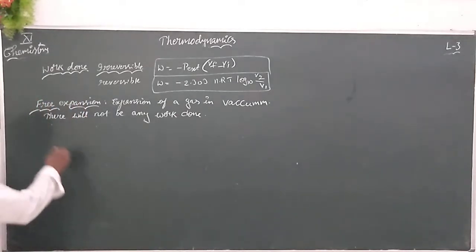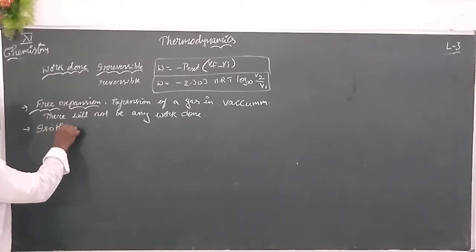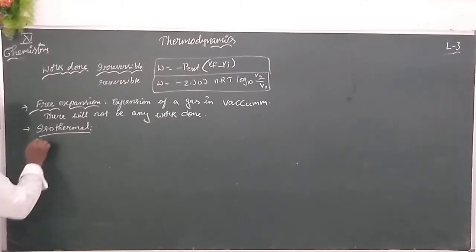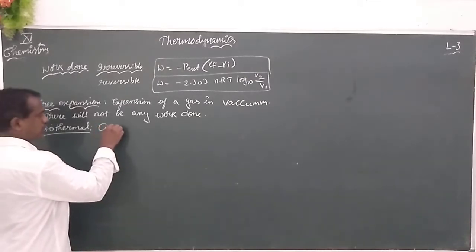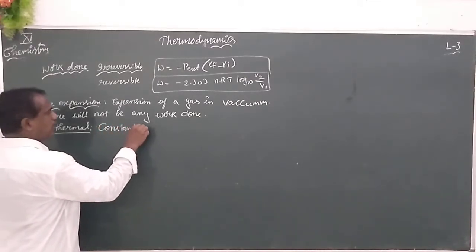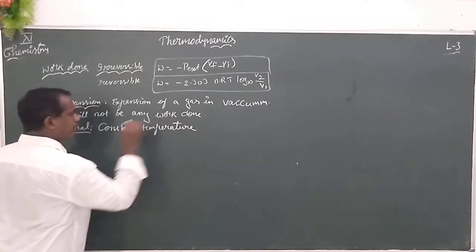We already learned about the isothermal process. What is the isothermal process? The constant temperature process is called the isothermal process. But here we need to derive two points.